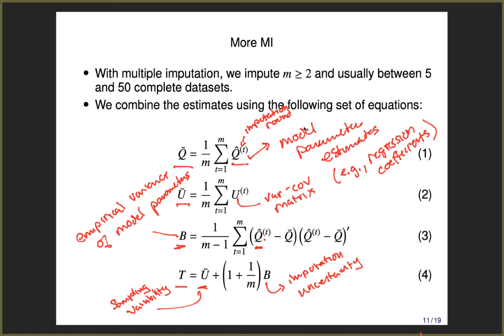So to the extent that that's not the case, this increases the variability in our model because we're uncertain about the values in those underlying terms, and multiple imputation has allowed us to calculate and characterize that uncertainty. You'll note that the fewer imputations we have, the bigger the weight on this B term relative to the U bar term. But 1 plus 1 over m will approach 1 pretty quickly as we increase the number of imputations.